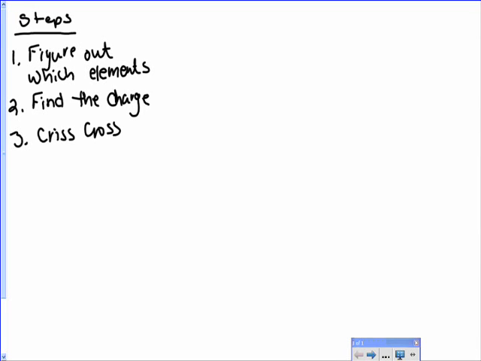Okay, now here are the steps to writing with the crisscross method. The first step would be figure out which elements you're writing the formula for. So if I said something like write the formula for calcium and fluorine, and I might say write that either in words or I might just use the element symbol. The next thing you do is you find the charge. So look at your periodic table. You're going to see that calcium has a 2 plus charge and that fluorine has a 1 minus charge.